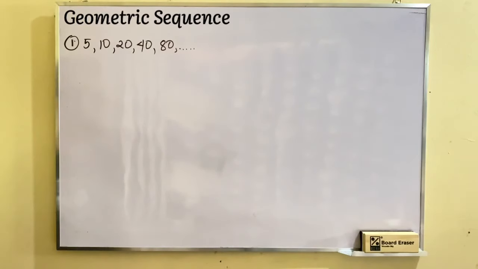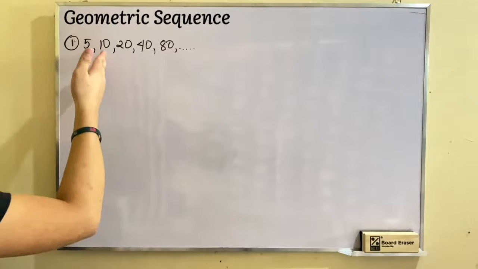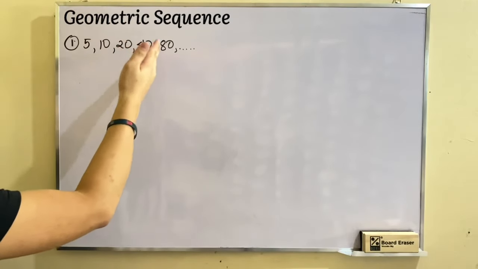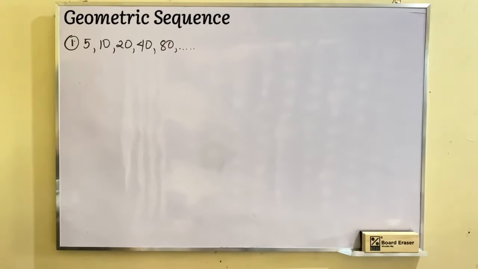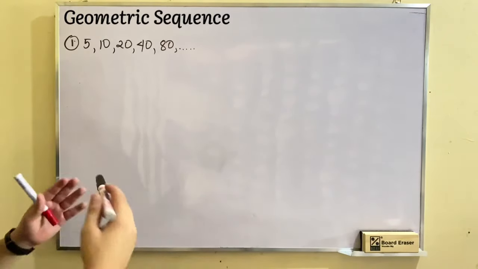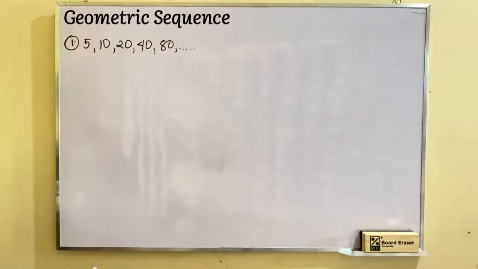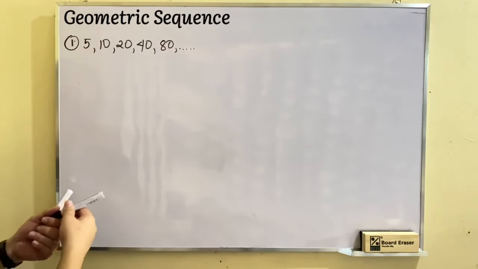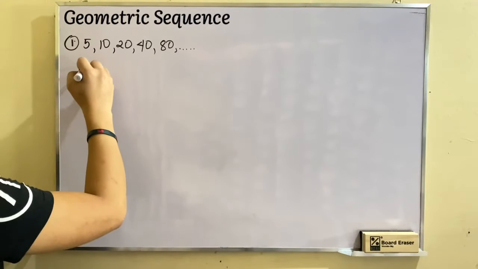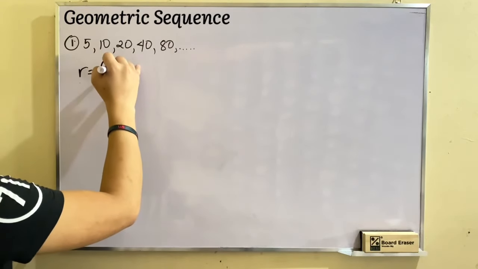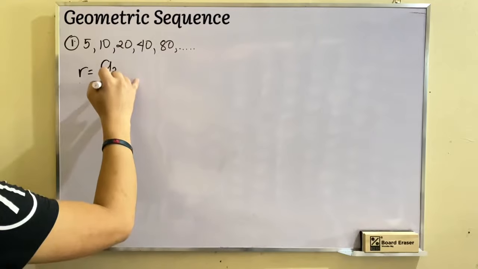Paano ba malalaman na isang geometric sequence? Narinig nyo yung salitang ratio kanina? Okay, so kailangan daw ang next term, then next term, and next term, and next term must be multiplied by a same number, which is the common ratio. Paano nga ba natin malalaman kung ano ang common ratio ng isang sequence? For example, is this sequence. So ratio is equal to a sub 2 over a sub 1.